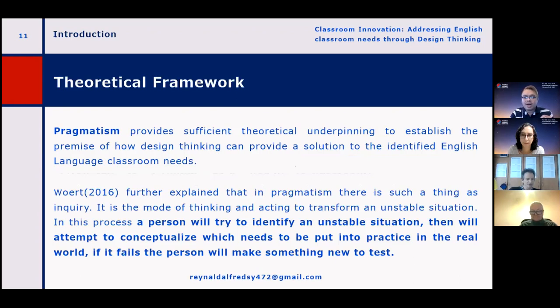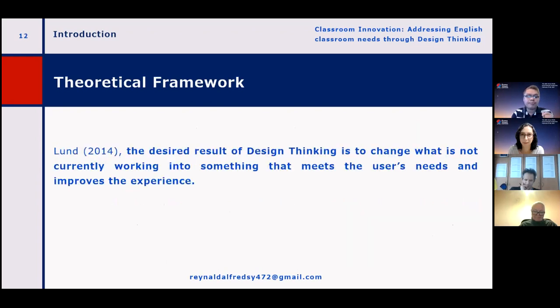As a researcher, I looked at this from the pragmatic point of view, wherein there is something that needs to be improved at a certain point, and it needs to work. Because I believe that what we have now is not working. So from the pragmatic point of view, we need to improve these things, and there is a need to address the need immediately. Congruent to design thinking, according to Land, the desired result of design thinking is to change what is currently working into something that meets the user's needs and to improve the experience.